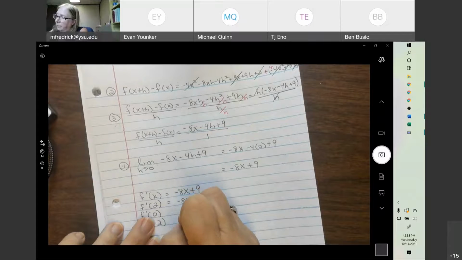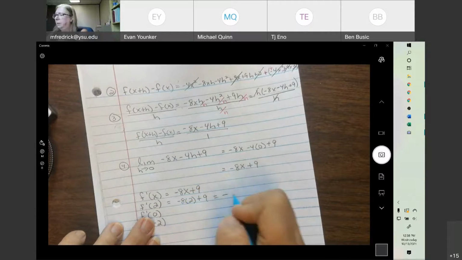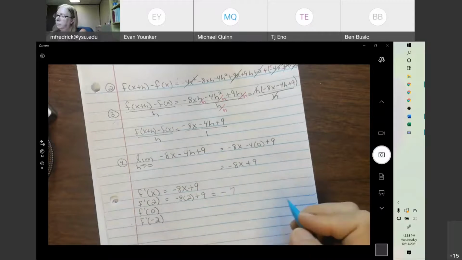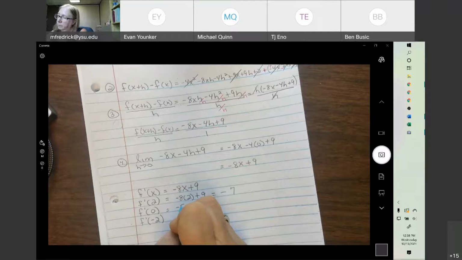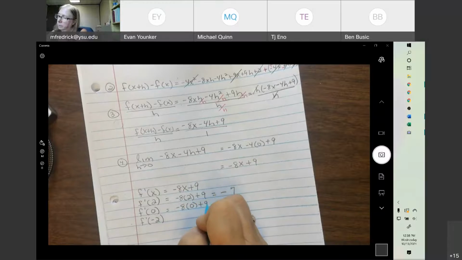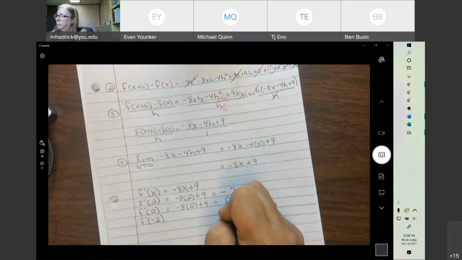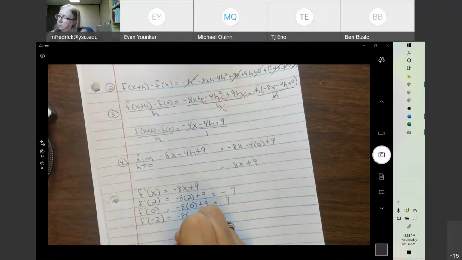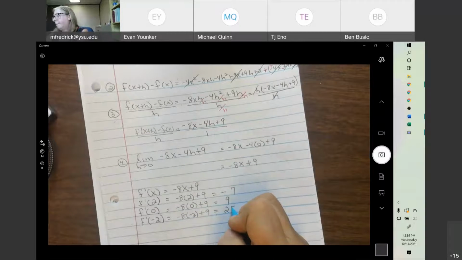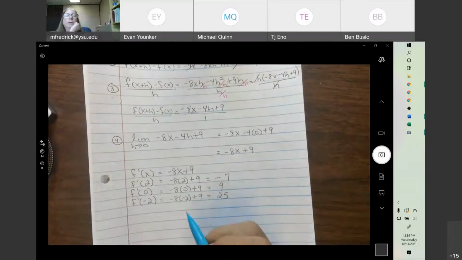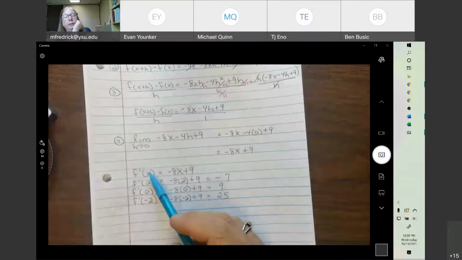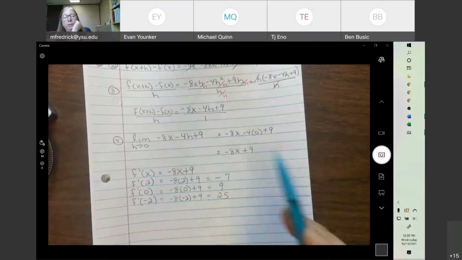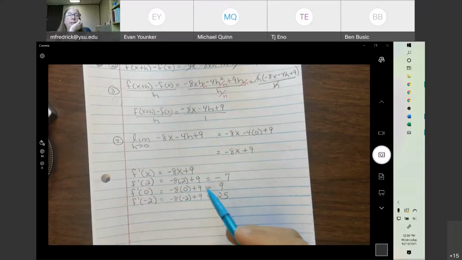This would be negative 8 times 2 plus 9, which is negative 7. Plugging in 0: 0 plus 9 is 9. So once you find that derivative, then you can just plug right into it, especially if they have more than one thing they're asking you. Find this one first, and then you can just plug in. Any questions on that?